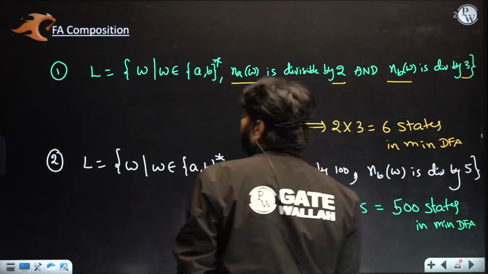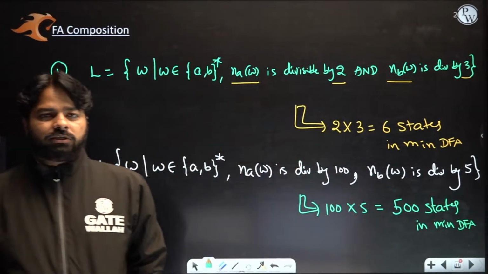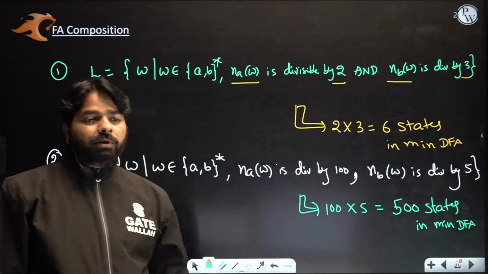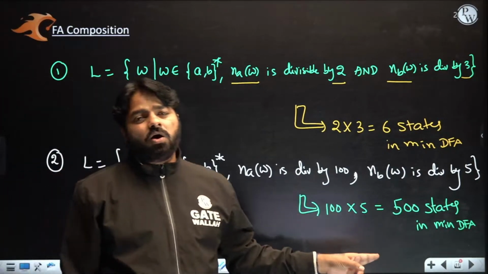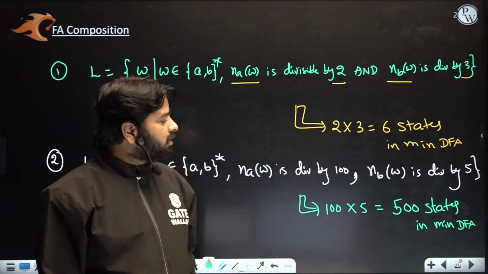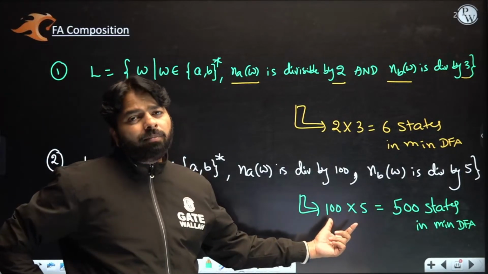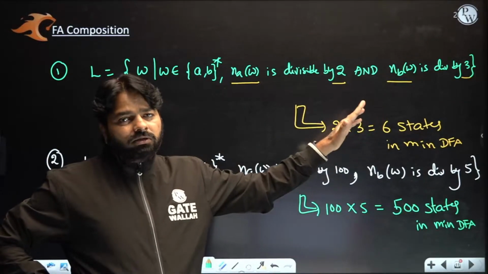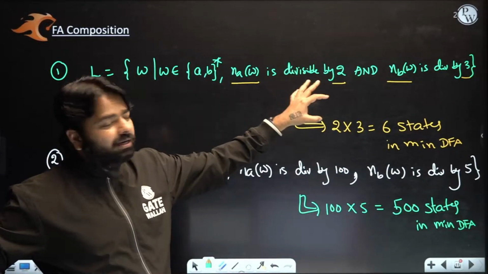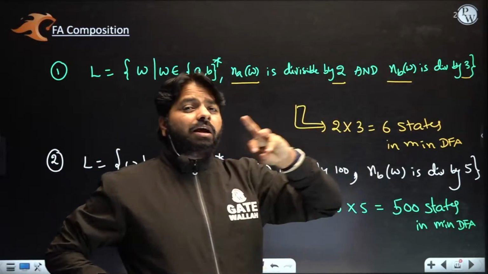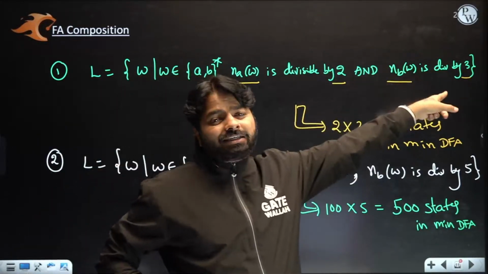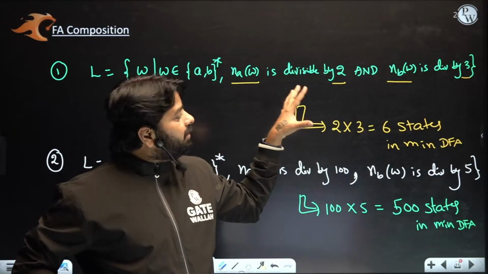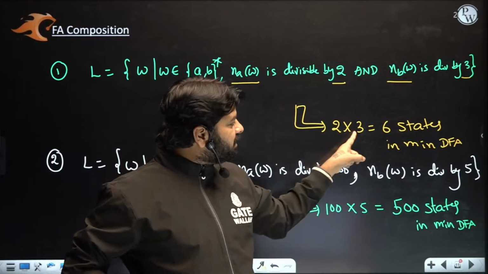But be careful, only for this kind of problem will the minimum DFA be the multiplication. Don't use the same formula for all kinds of problems. For some other problems the multiplication will work, but that is not going to be the minimum DFA. In this kind of pattern problem, A is divisible by something, B is divisible by something, and there are no dead states, that's why the multiplication of these two state counts is going to work.